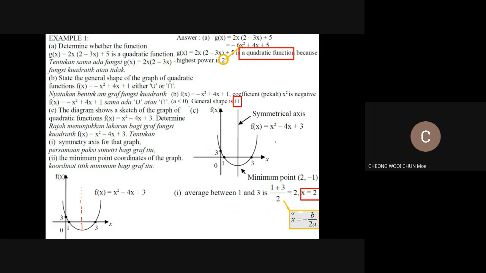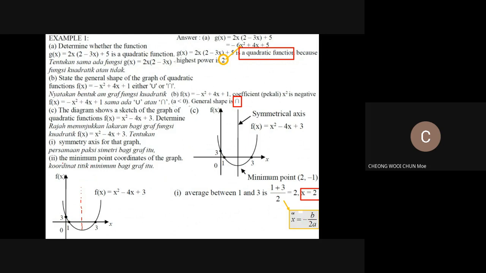It means from the formula, negative b over 2a. This is a, this is b. So negative of negative 4, divided by 2 times 1. So it's 4 divided by 2, which is 2. Negative, negative, positive. Same method, but this one will be easier for you, unless you have learned the maths.